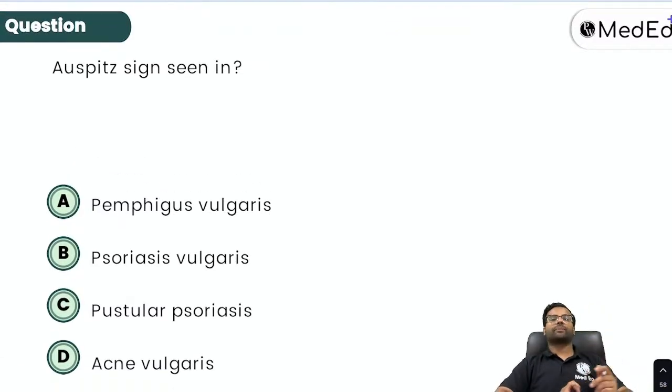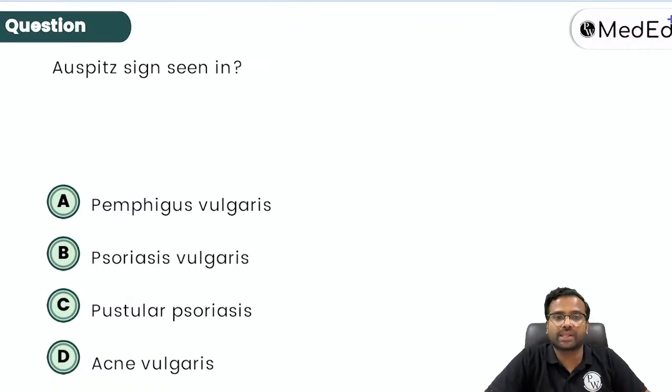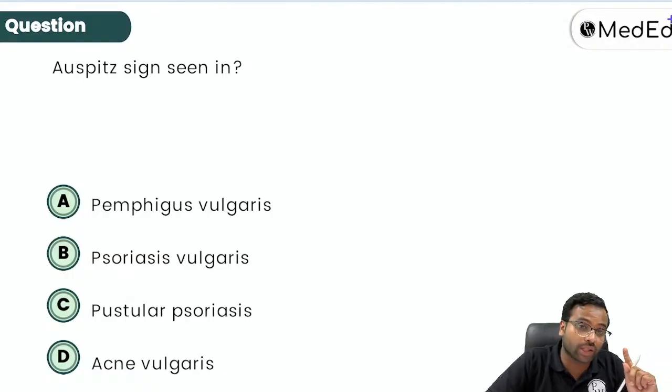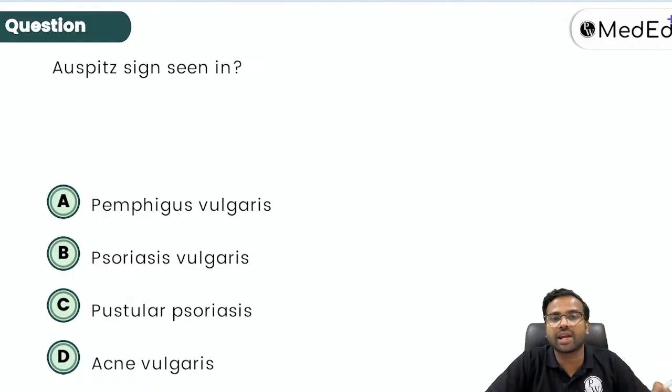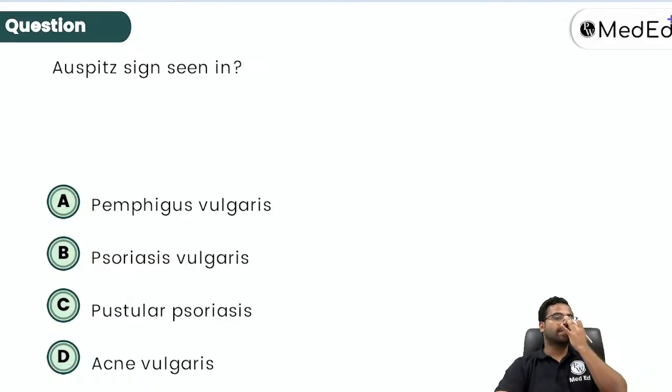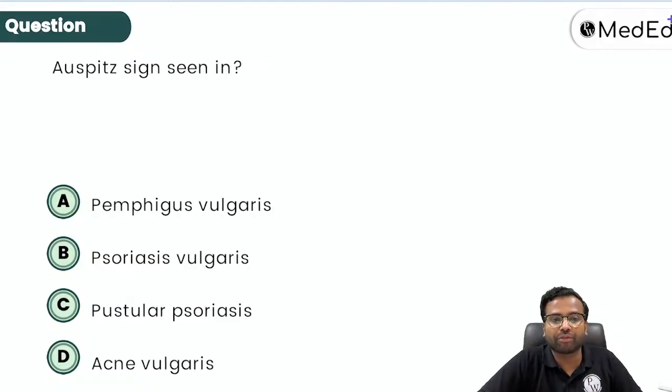The next one is clinical signs, that is Auspitz sign. Whenever you are going to do an MCQ on clinical signs, remember, try to map all those clinical signs of diseases, because whenever you get a question on signs, it is going to be a straightforward question. So Auspitz sign, where do you find them? Pemphigus, psoriasis, pustular psoriasis, acne vulgaris.